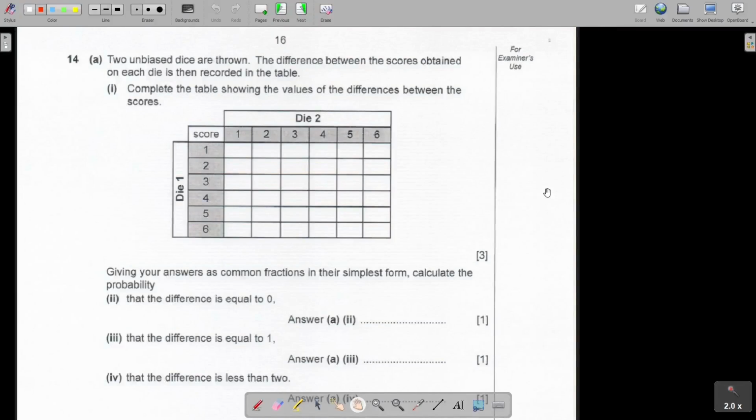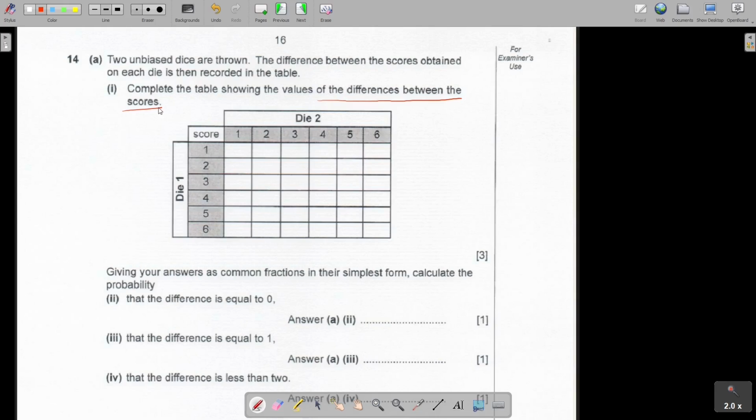Question number 14. 2 unbiased dice are thrown. Okay. That means it's perfect and it's the correct way, so it can fall on any side. The difference between the scores obtained on each die is then recorded in the table. Complete the table, and this is very important, complete the table showing the values of the differences between the scores.